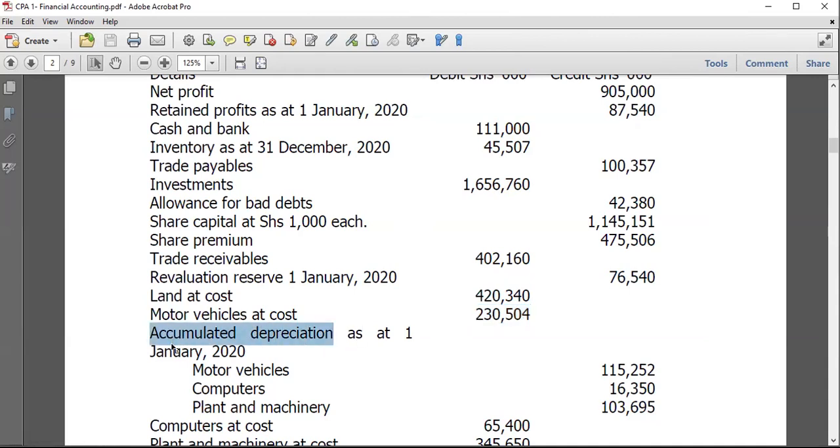So when we have the accumulated depreciation, this accumulated depreciation can also be called provision for depreciation. Okay, so if you go to a paper and you see the examiner calling something provision for depreciation, then that should open your eyes and let you know that this is basically what I need to consider.